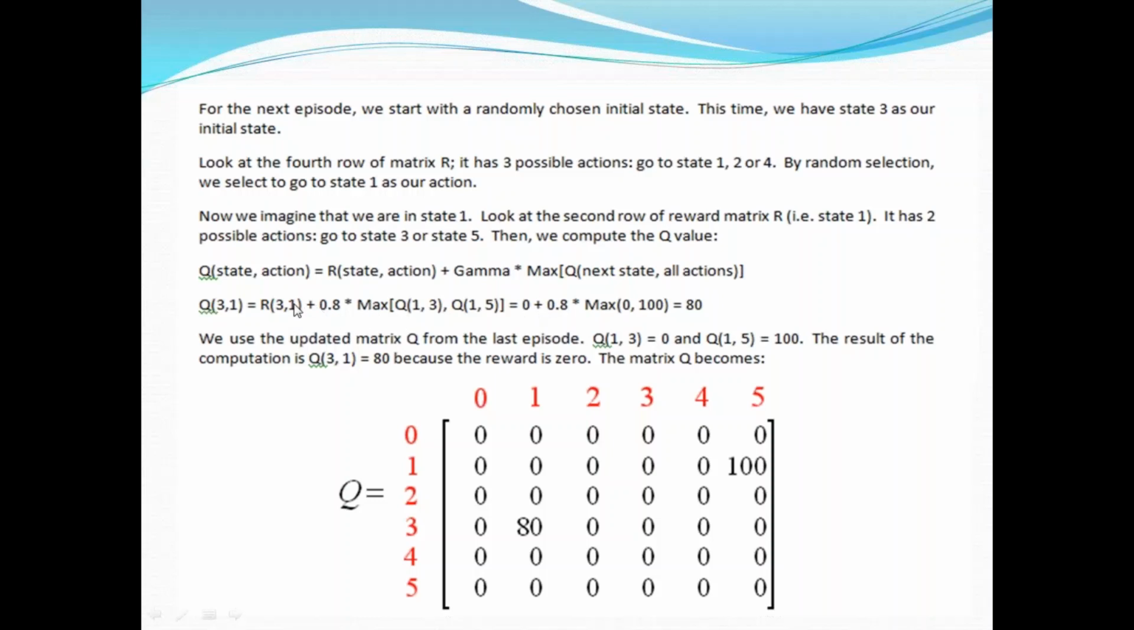Then 0.8 into the max of Q from the next state, where you are going from 1. The possible states are 3 and 5. How will you get the possible states? You should go through the reward matrix. The algorithm will go through the reward matrix and see that it is going to either 3 or 5. Here we have updated the previous state 1 comma 5. If you take the Q matrix, that value has been updated to 100. Okay? So the max of 0 and 100 will be 100. So 100 into 0.8 is 80. So the Q value of 3 comma 1 will be 80.